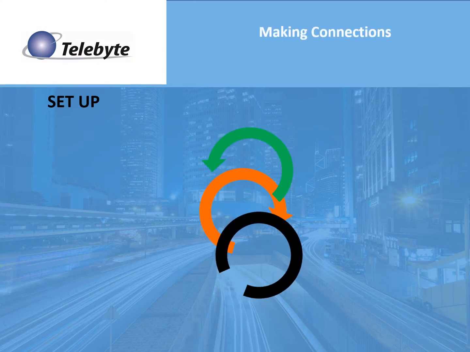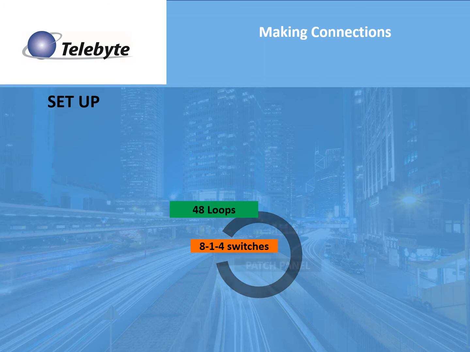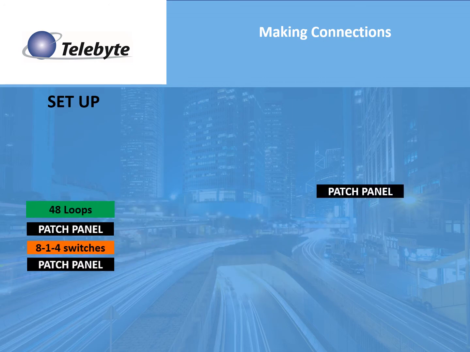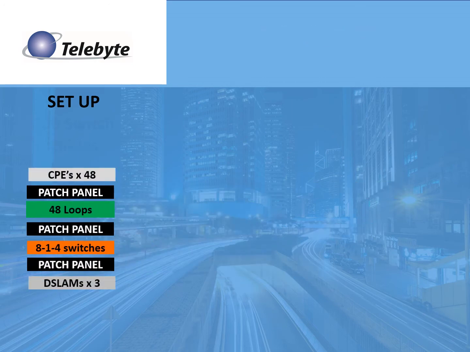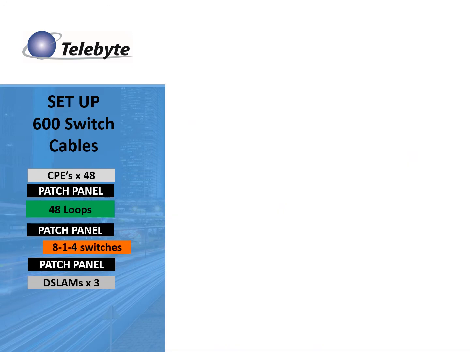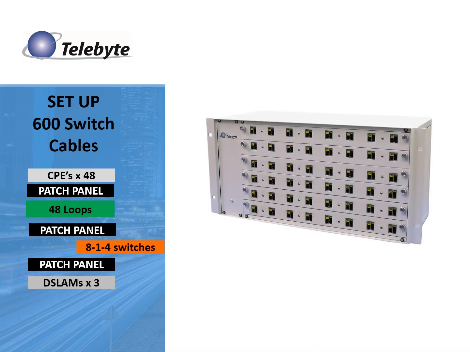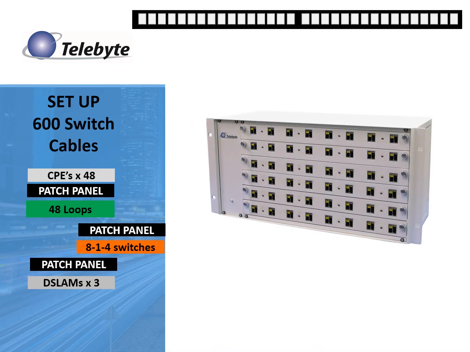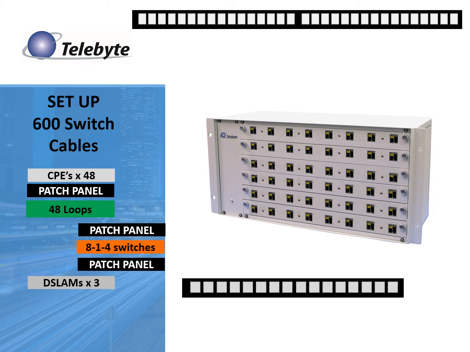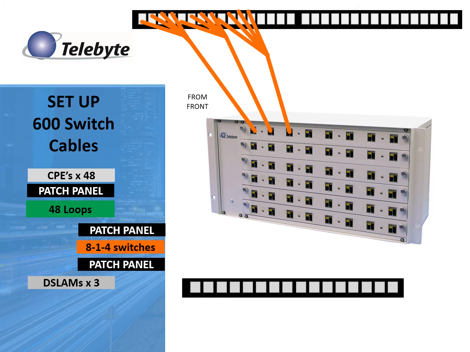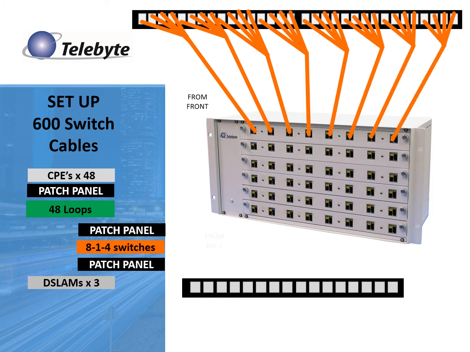Let's make our connections. The switching matrix modules are connected to a patch panel using the custom cabling we showed earlier. This example shows the front and back connections for only one of the 6 switches. Note, the loops are connected to the CPE side patch panel.